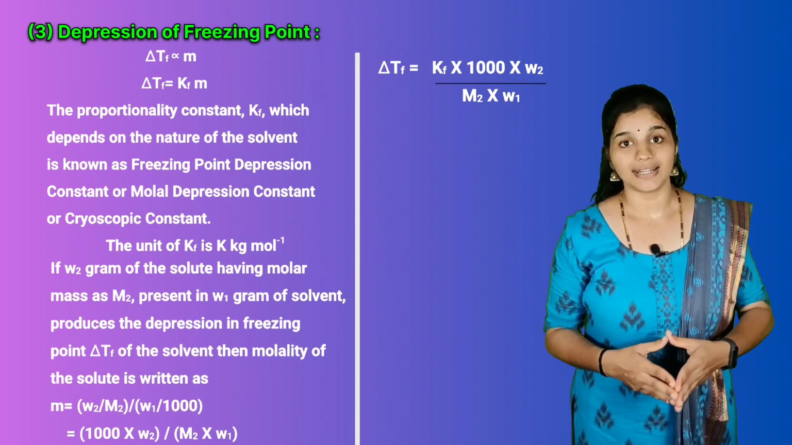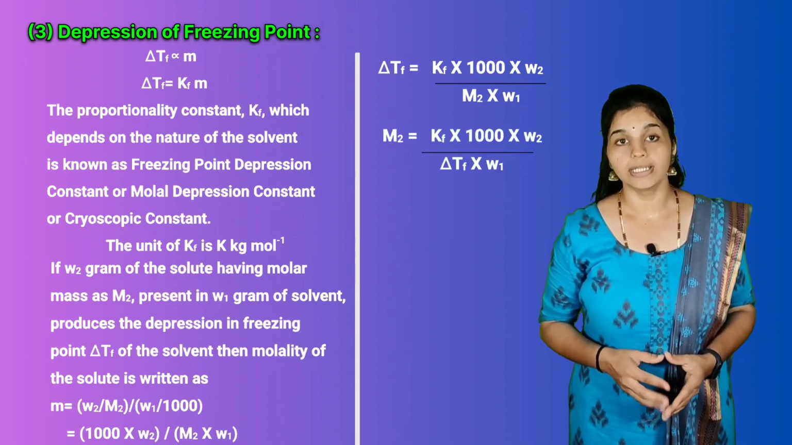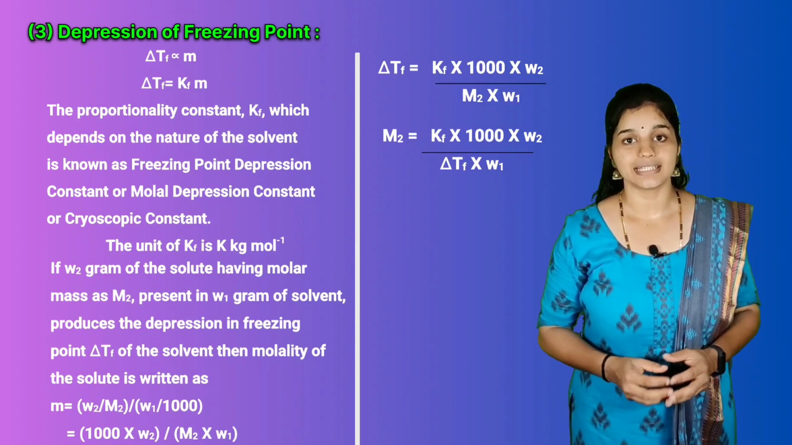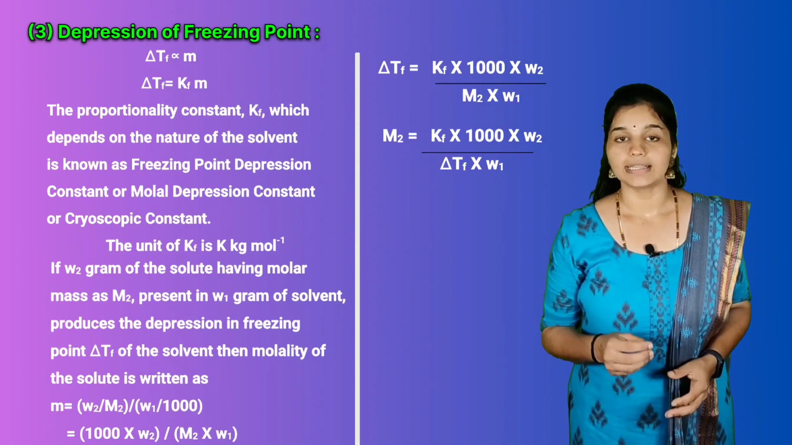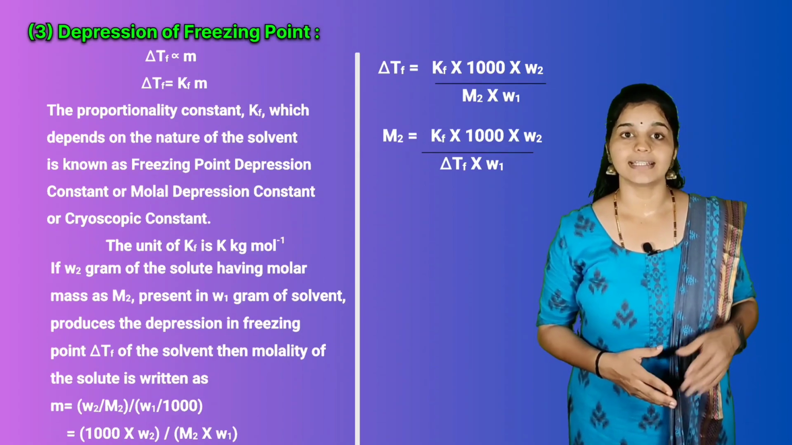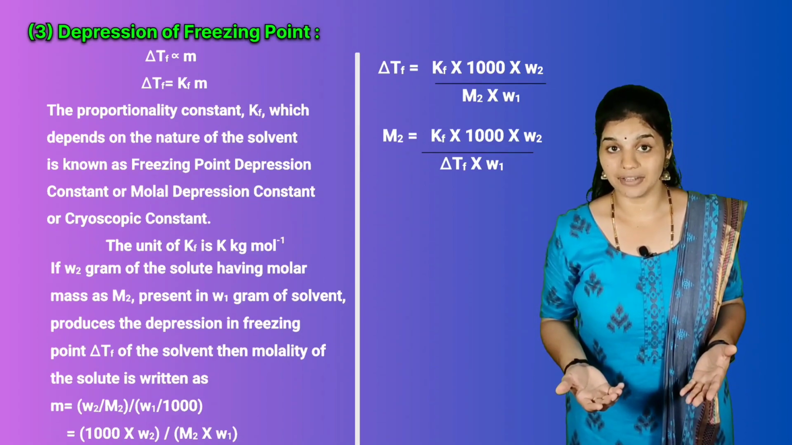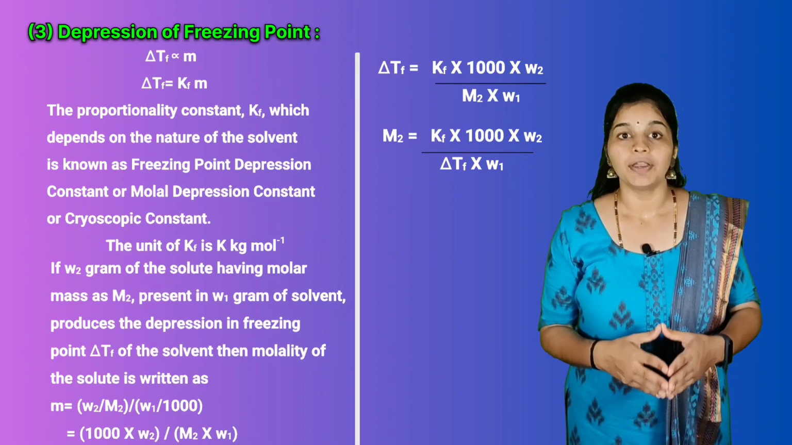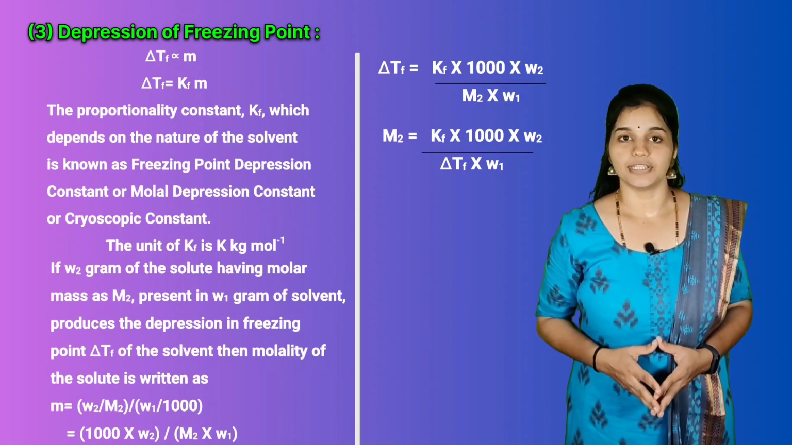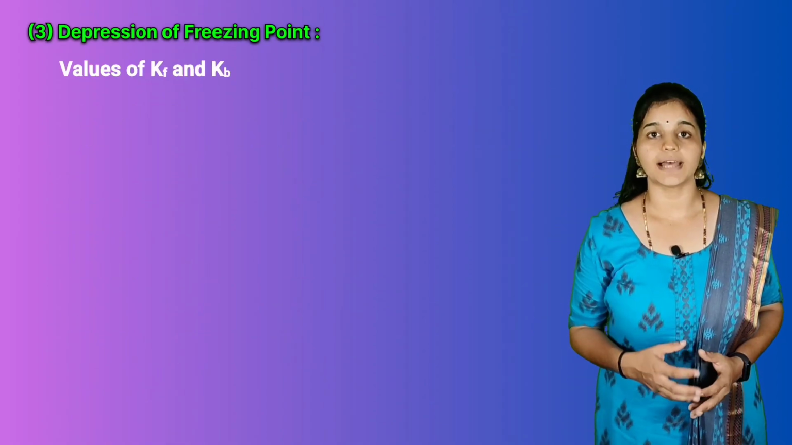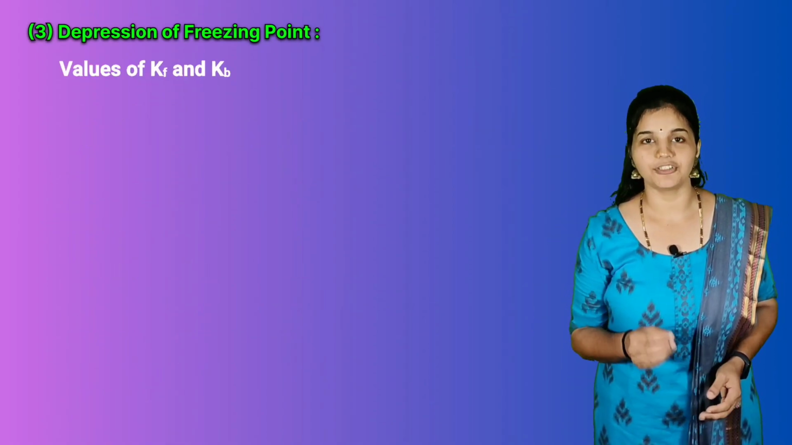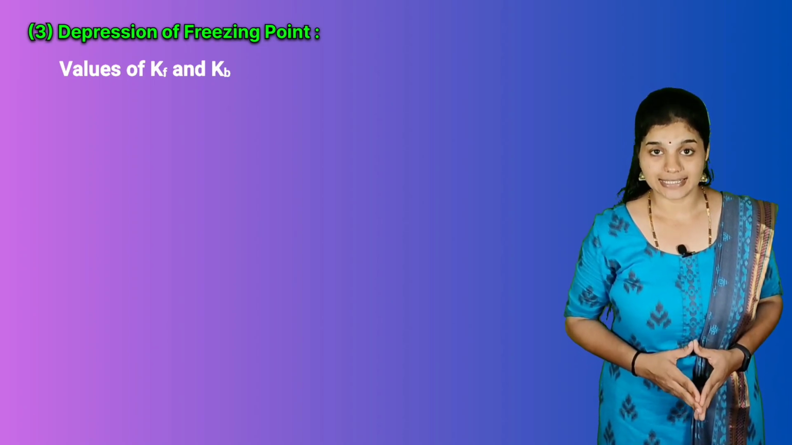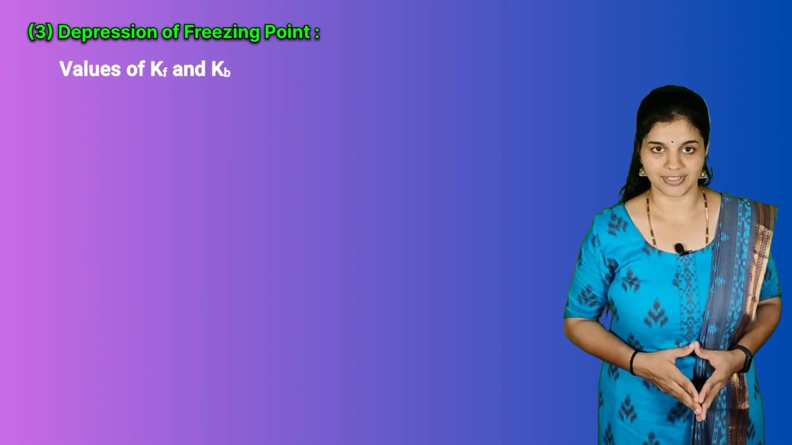Rearranging this expression, we can write M2 is equal to Kf into 1000 into W2 divided by delta Tf into W1. Thus, by knowing the quantities W1, W2, delta Tf along with the molal freezing point depression constant Kf, we can determine the molar mass of the solute. The values of Kf and Kb, which depend only on the nature of the solvent, can be ascertained from the following relations.